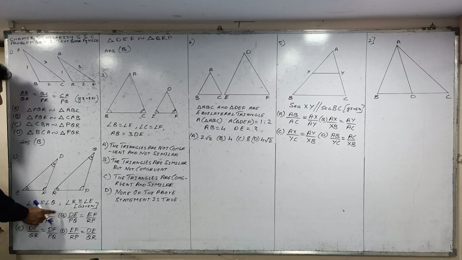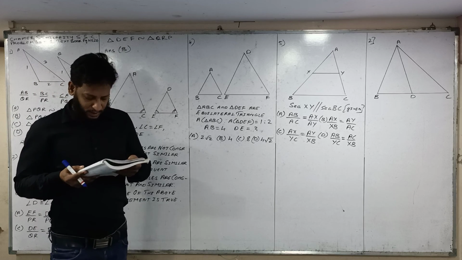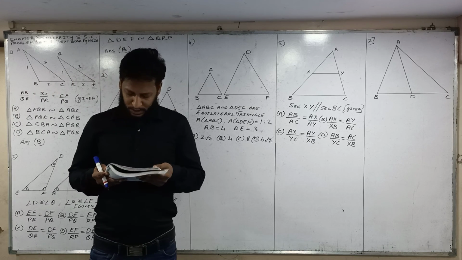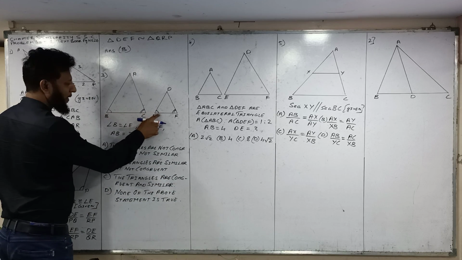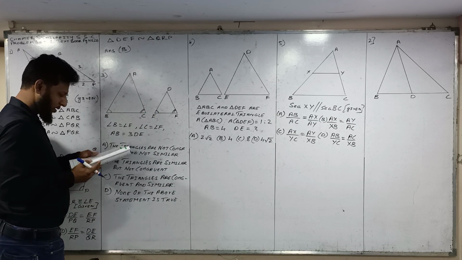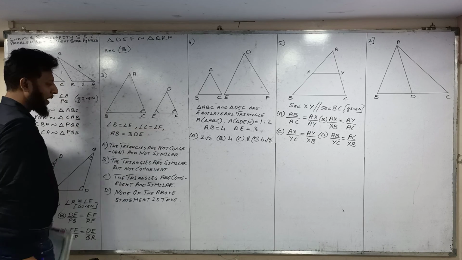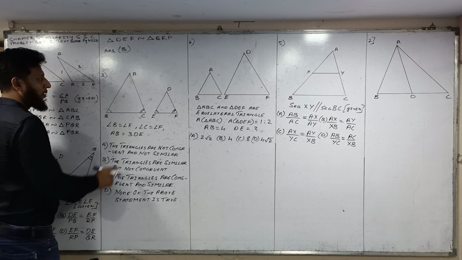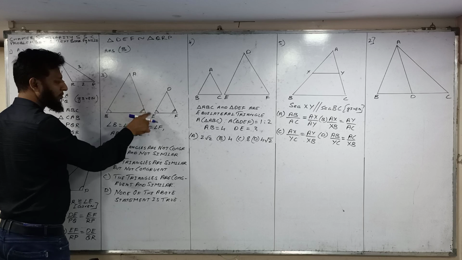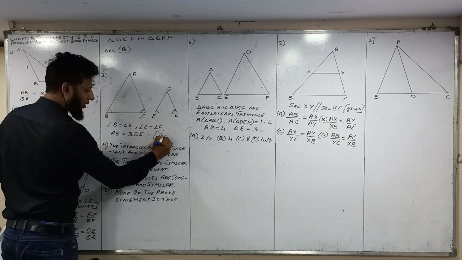The false statement is this. Now in the third question, triangles ABC and DEF, angle B is equal to angle E, and angle F is equal to angle C. This is given. And AB is equal to 3 times DE. The value of AB is 3 times DE. It is given.